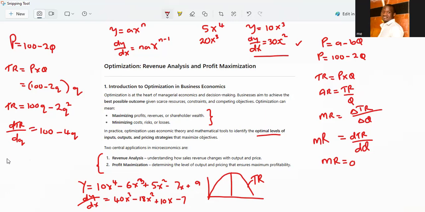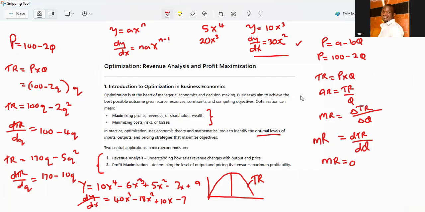Okay, so if we had total revenue as 170Q minus 5Q squared, what do we have when you differentiate this? The TR, the letter on the left side, take them as they are, over the Q. So 170Q is 170, minus 5Q squared is 10Q. So this is the derivative of the total revenue.